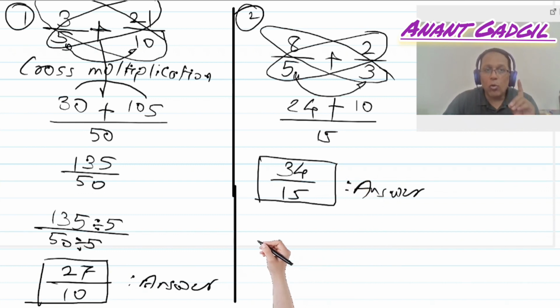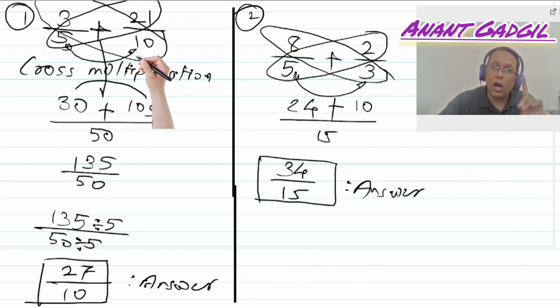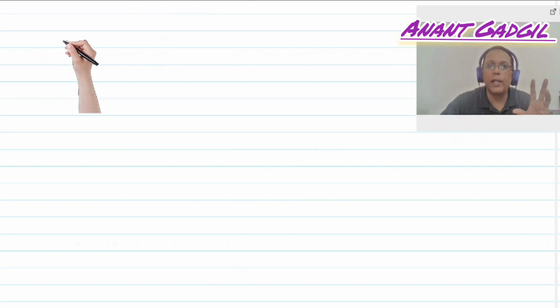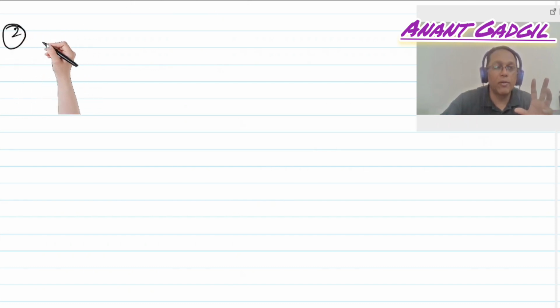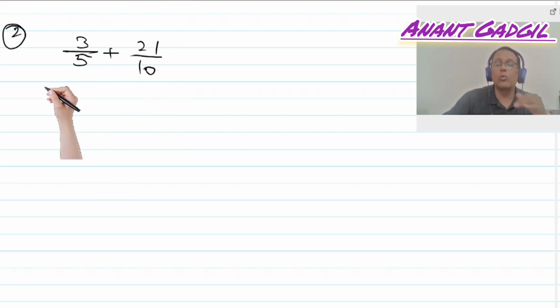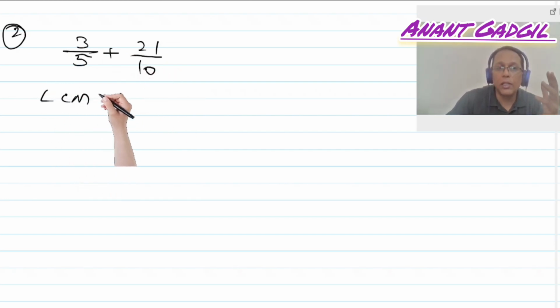We are going to solve this first question again by a different method, 3 by 5 plus 21 by 10. Now this time we are going to do a different method. The method is the LCM method.